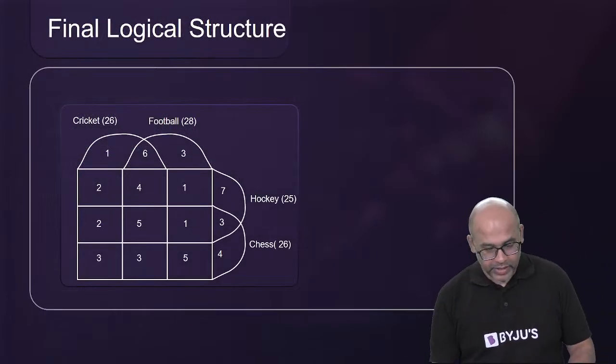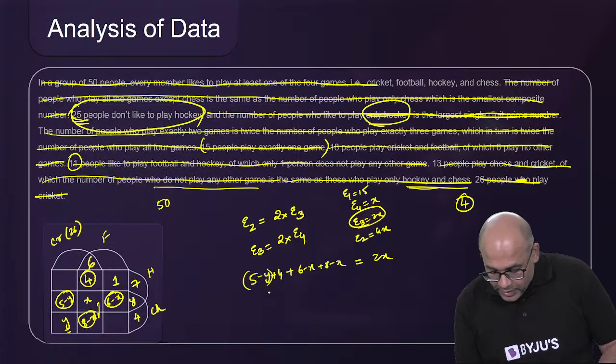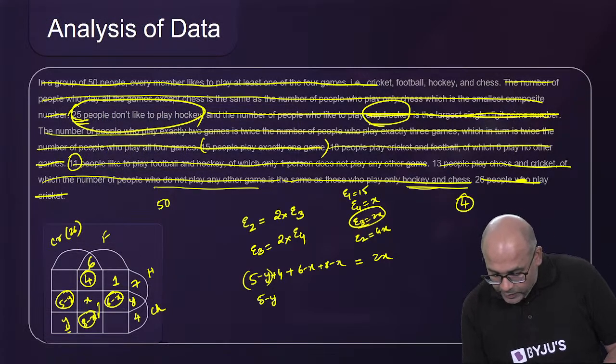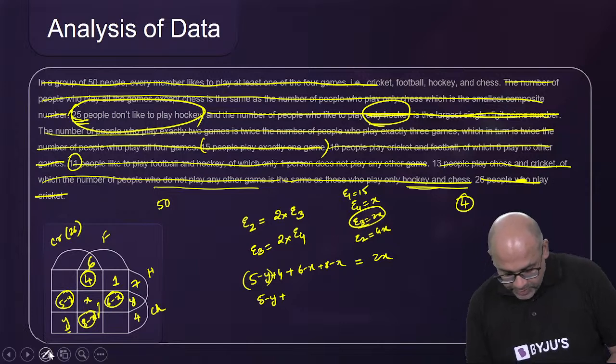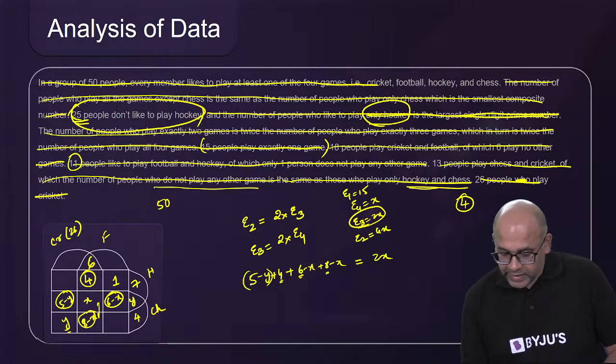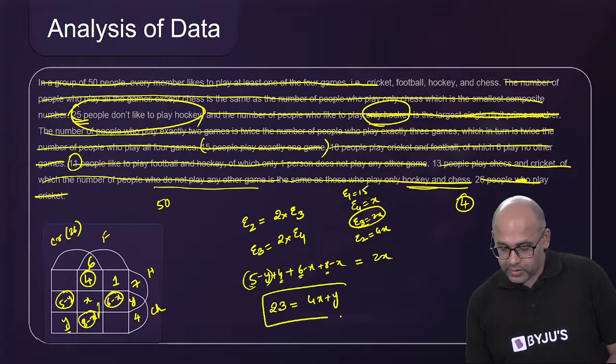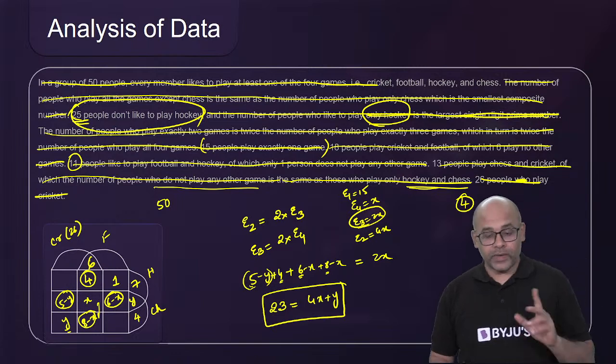Oh, okay, I've already shown the answer by mistake. But anyway, let's continue the process. So you'll get 5 minus Y plus 10 plus 18. So let me just erase this. So 6 plus 4, 10, 10 plus 8, 18, 18 plus 5, 23. 23 is equal to 4x plus y. This is one equation.